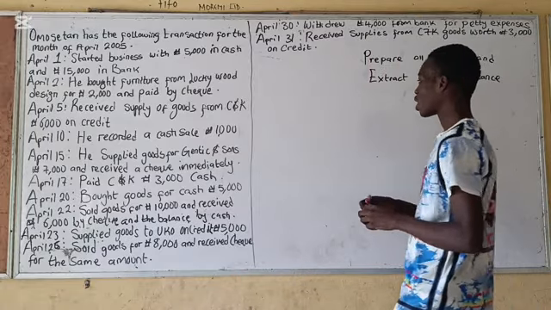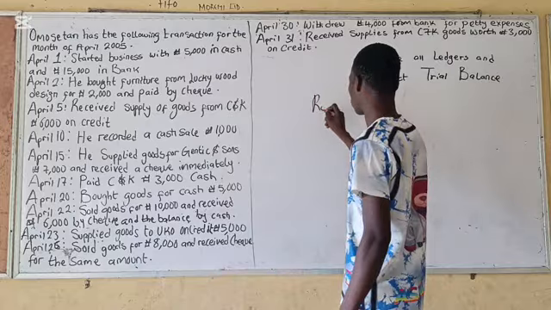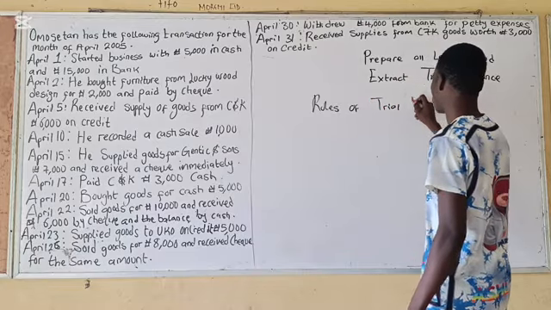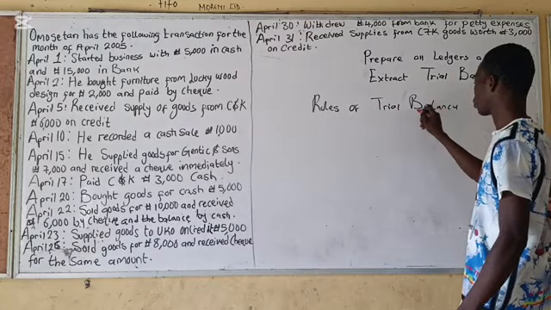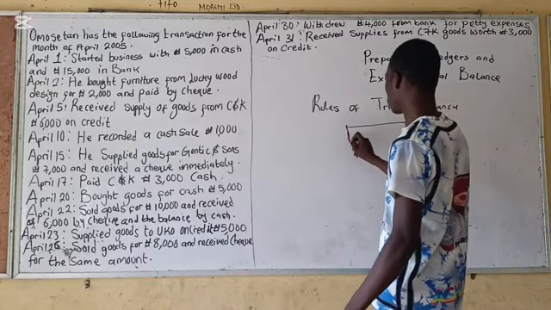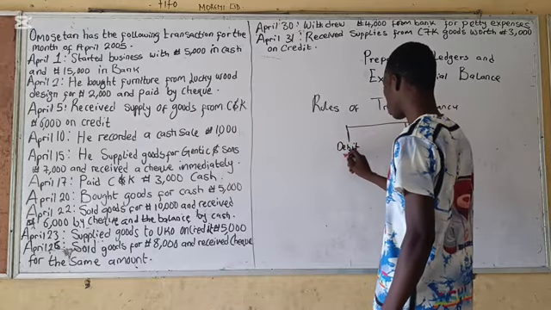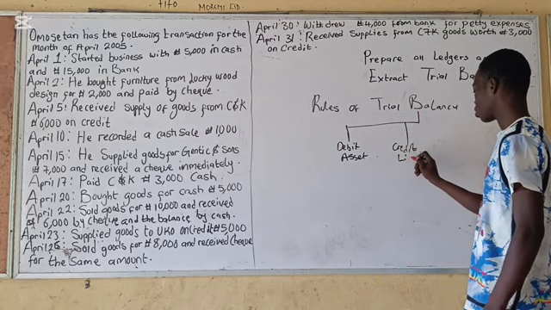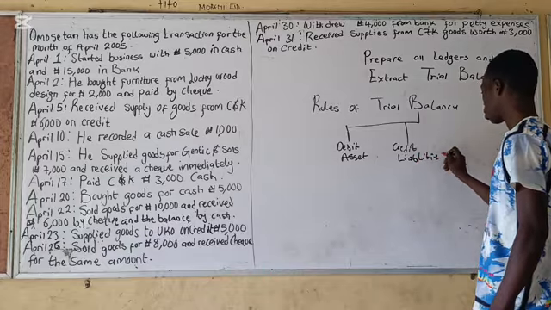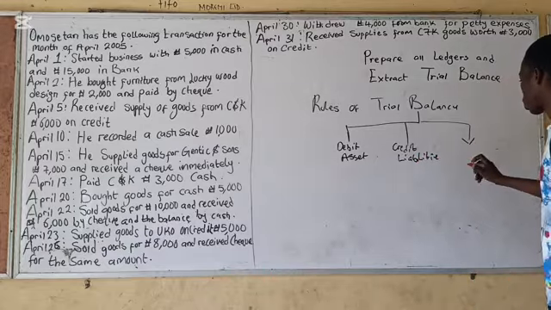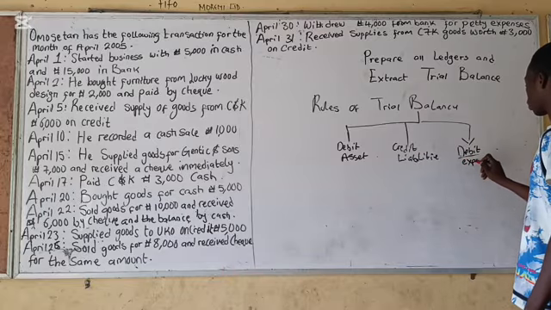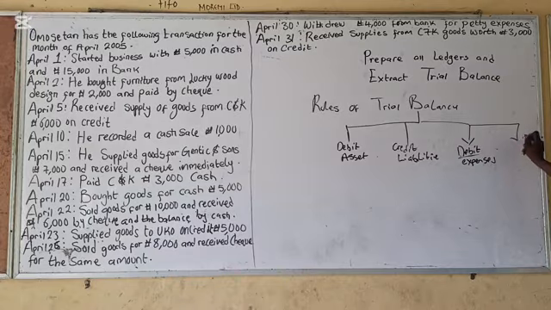And the rules of the trial balance. So the rule says you debit your asset, you credit what? Your liability. Also, you debit expenses, you credit your income.